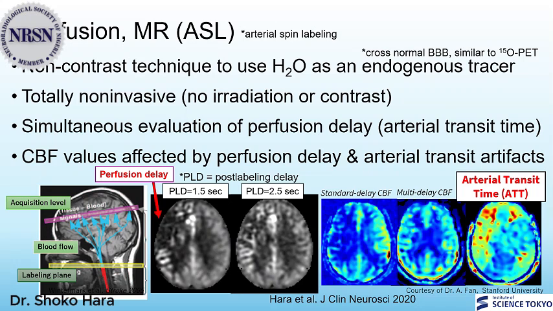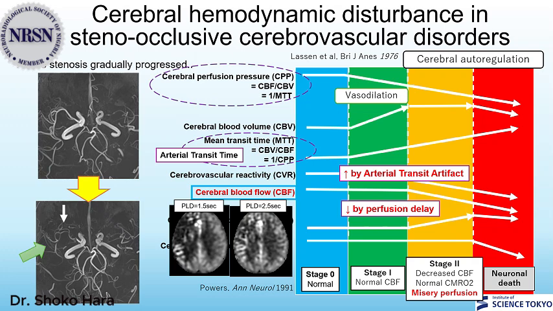In addition, signals within the arteries before they enter the brain parenchyma produce bright arterial transit artifacts. While perfusion delay leads to underestimation of CBF, these bright arterial signals can cause overestimation of CBF. CBF values obtained with ASL are complex and can sometimes be unreliable in the setting of arterial stenosis.